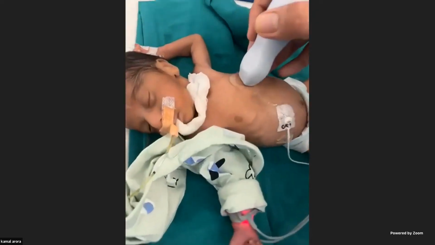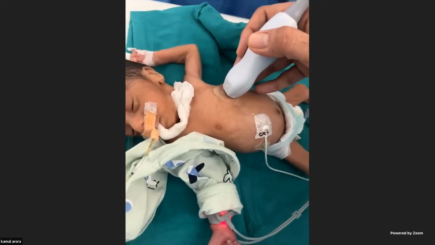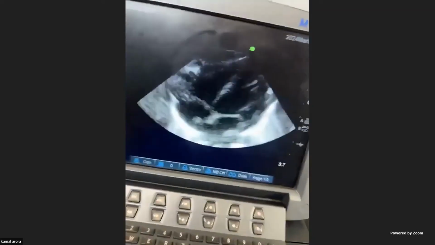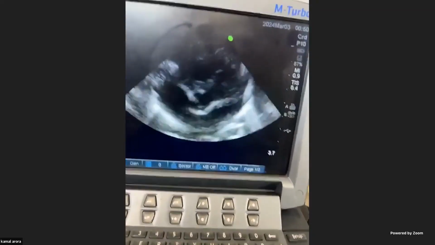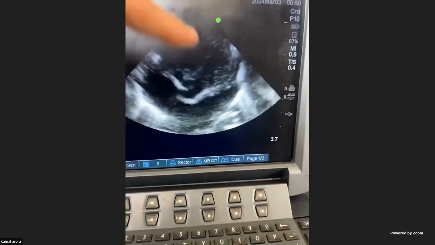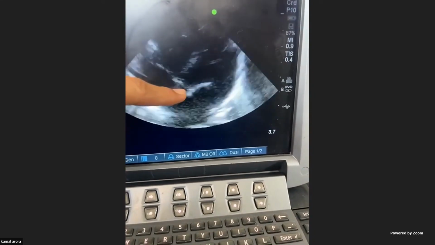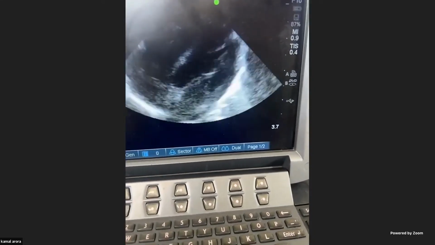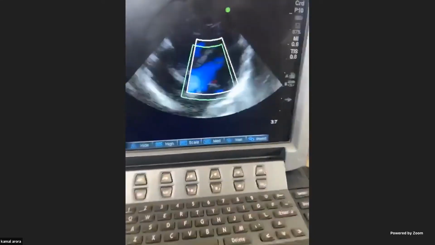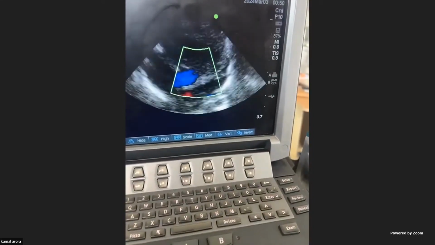In the 5-chamber view, we just tilt downwards. So this is the left ventricle, this is the left atrium, and this is the outflow tract. So let me see if I am aligned in this view only. Otherwise, I'll change the view to upside down.